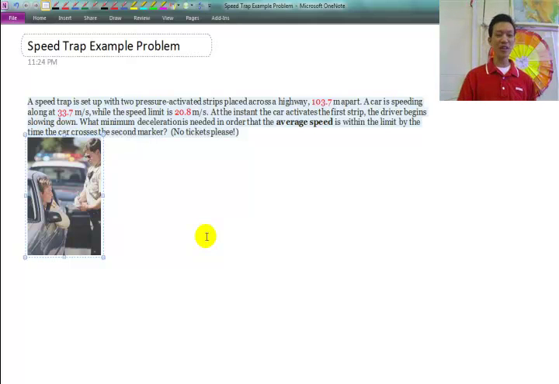But anyhow, what minimum deceleration is needed in order that the average speed, that was a tricky part that most people miss, so I put that in bold, is within the limit by the time the car crosses the second marker?